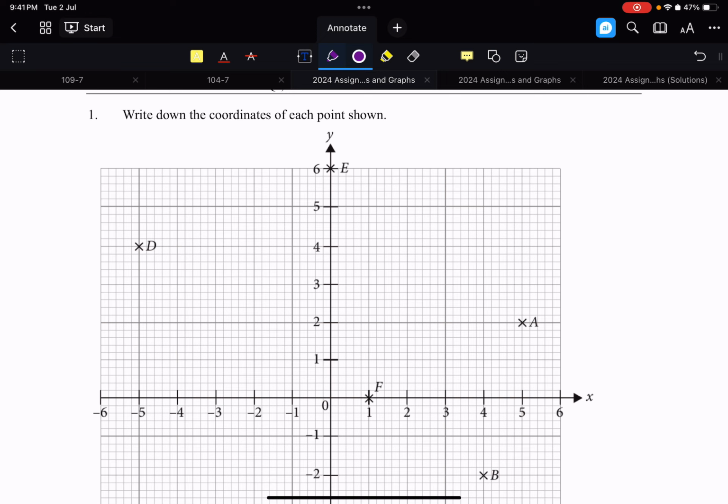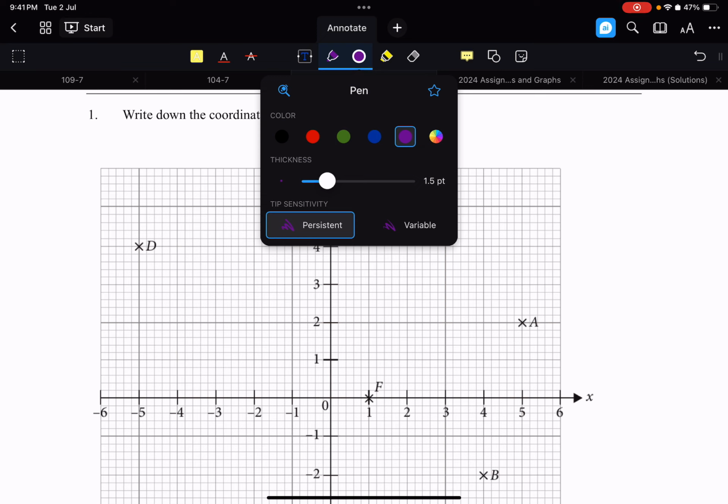Okay, let me try to make my pen a little thicker. Can I increase the thickness? Let's try. Okay, let's see if this is better.